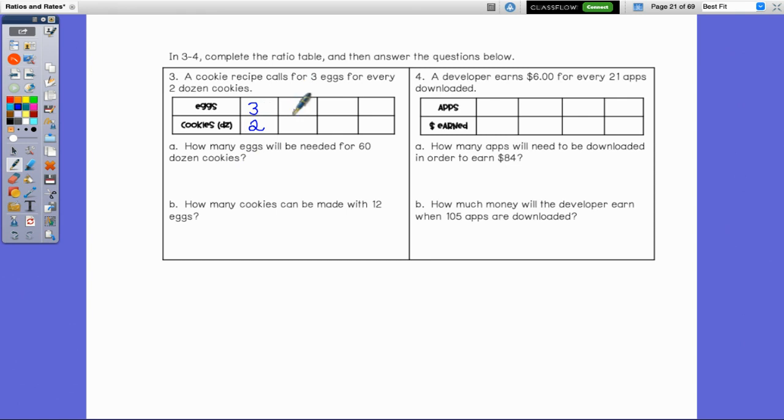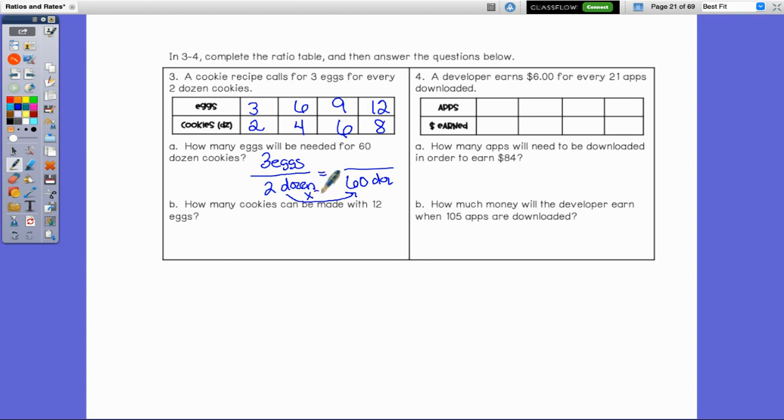So for 3 eggs, I need 2. For 6 eggs, I'd need 4. For 9 eggs, I'd need 6. For 12 eggs, I'd need 8. Now it's asking if I have 3 eggs for 2 dozen, how many do I need for 60 dozen? Well, what do I do to 2 to get to 60?